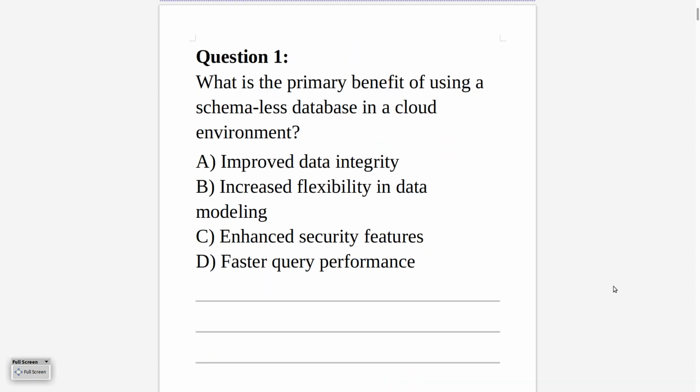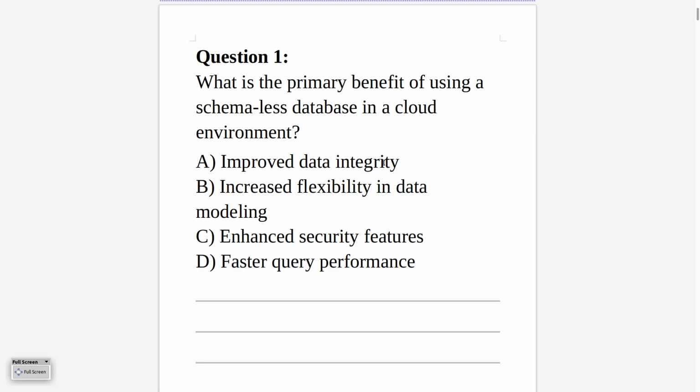Question 1: what is the primary benefit of using a schemaless database in a cloud environment? Is it A, improved data integrity; B, increased flexibility in data modeling; C, enhanced security features; or D, faster query performance? For me, I think this has to be B. A schemaless database, a classic example is semi-structured data, like storing JSON documents, a NoSQL database. And there is flexibility because it's basically just a key value store. There's no real schema, fixed columns or anything like that.